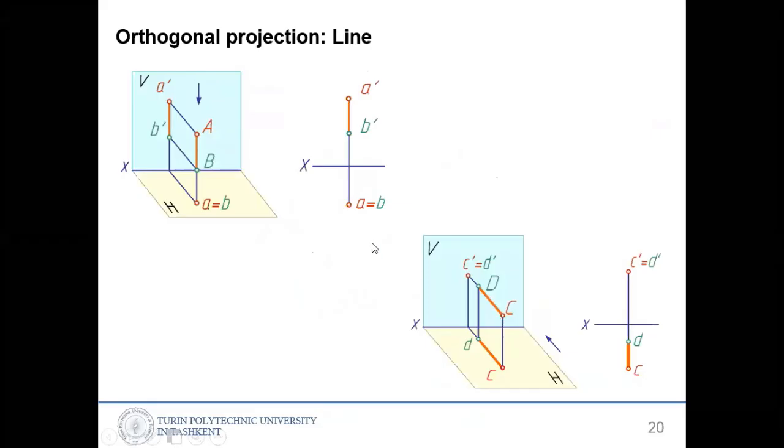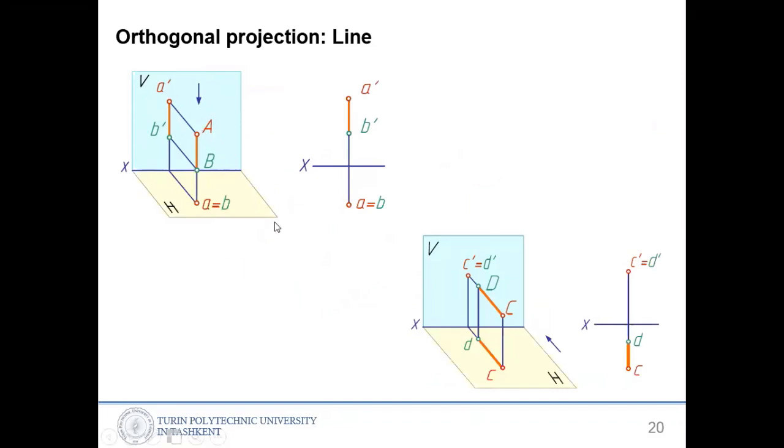If the line AB is given in space, and the line is perpendicular to plane H, the top plane, the projection on the V plane will be a straight line like this. But if you open the H plane downward, it will be one point, because A and B lie in the same position. So A equals B.